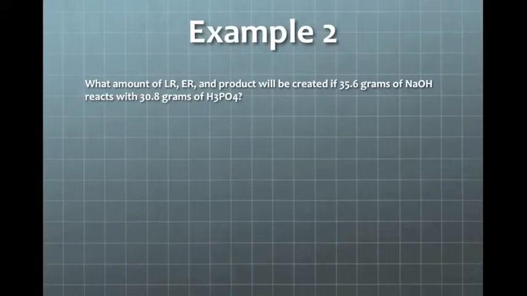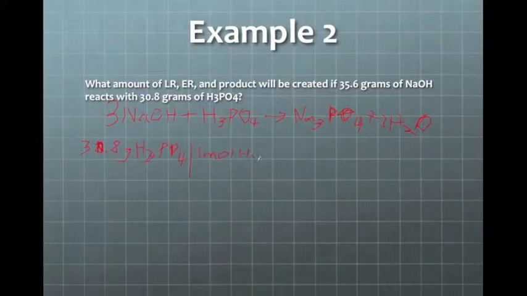Example 2. What amount of limiting reactant, excess reactant, and product will be created if 35.6 grams of NaOH reacts with 30.8 grams of H3PO4? To start out, you write the balanced equation for NaOH reacting with H3PO4. Then you take the 30.8 grams of H3PO4, convert that into moles, and then that number into moles of Na3PO4, and then that into grams, which comes out to be 51.52 grams of Na3PO4.